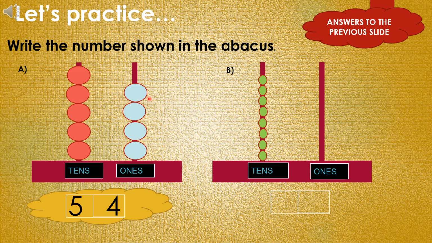Now let us go to the B part. Count the number of beads in the tens place. 1, 2, 3, 4, 5, 6, 7, 8. We have 8 tens and there is no bead in the ones place. That means our answer is 80.